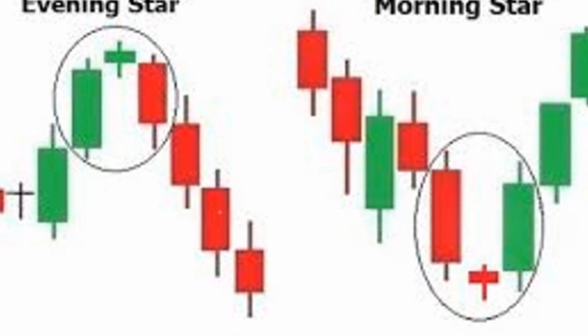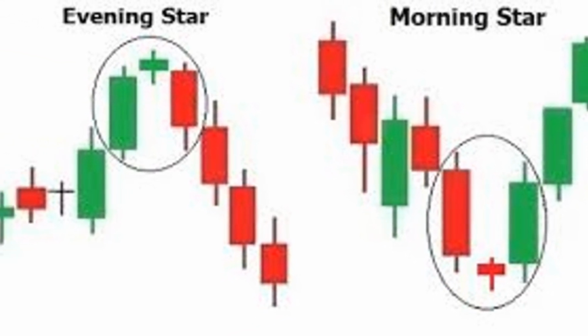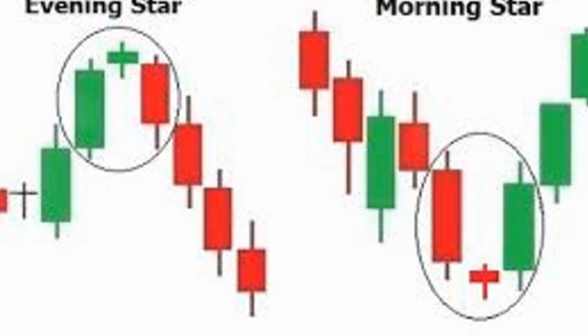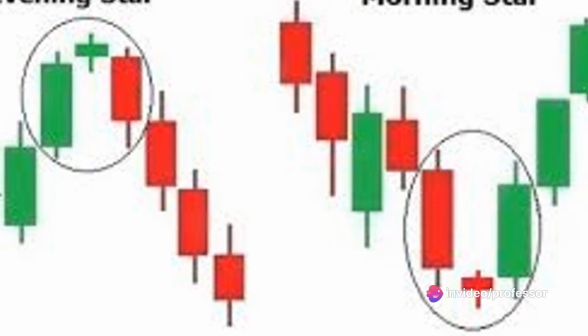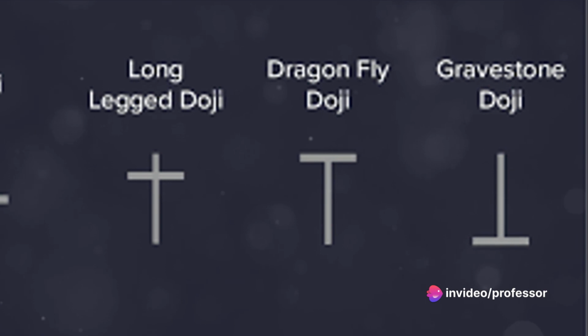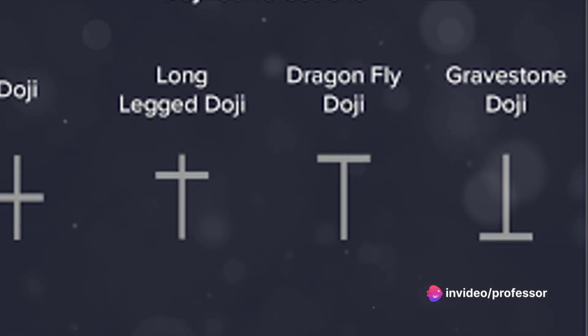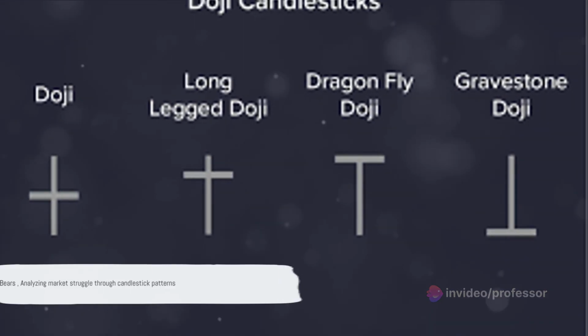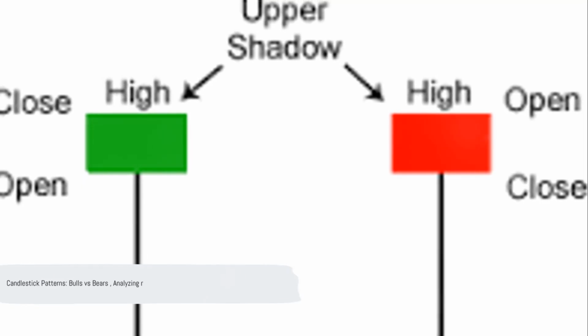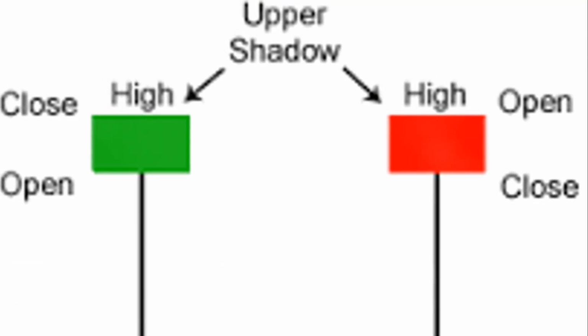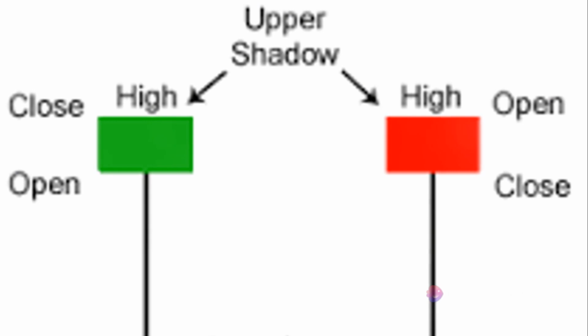The final candle is a red one that opens below the second and closes at least halfway down the first candle. The evening star shines when the bulls are losing control and the bears are ready to take over, signaling a potential bearish reversal. So, there you have it, the doji, the hammer, and the evening star. Each of these patterns tells a story of the market's struggle between the bulls and the bears, the optimism and the pessimism, the buying and the selling.